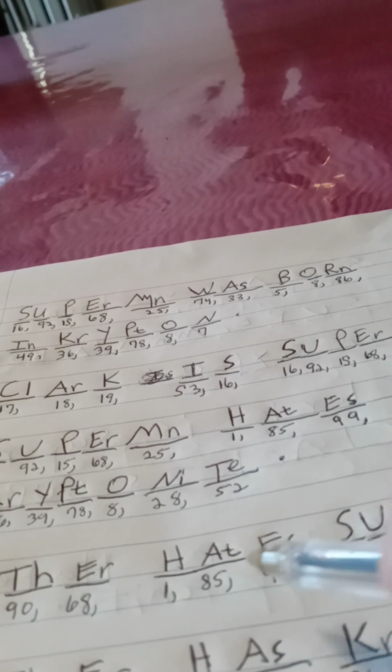Capital H is hydrogen, that's 1 atomic number. Capital A and a small t is for astatine, and that's 85. Capital E and the small s is for Einsteinium, that's 99. Then we got Superman.